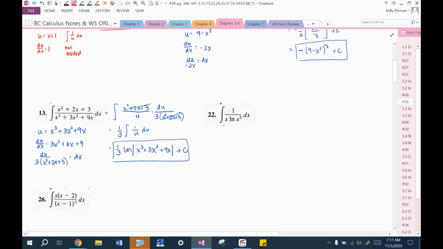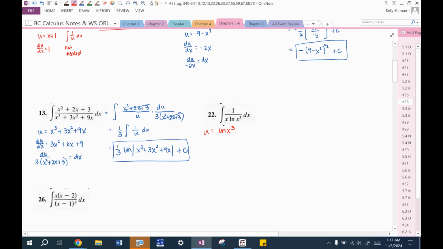For number 22, now we have the natural log of x to the third. So you don't want to just make u x to the third because that's not going to work. But what if we make u equal to the natural log of x to the third? And remember, we had this in homework number 27 where we can make this 1 over x to the third when we take the derivative.